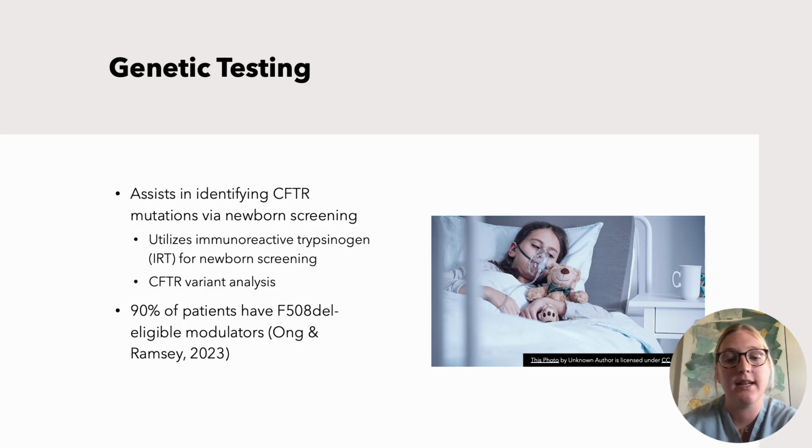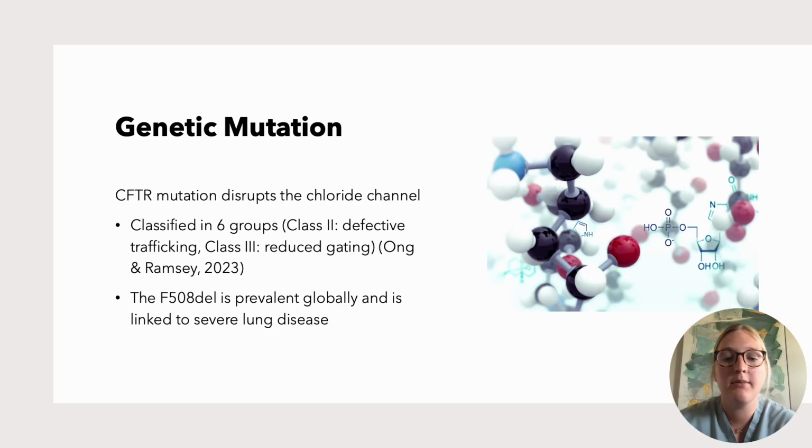So genetic testing is going to be a really big deal for these patients. It's going to assist in identifying the CFTR mutations with newborn screening. So they are going to use the IRT for this. And again, about 90% of patients are going to have that F508del variant. So the mutation is going to be in the chloride channels. It is the CFTR mutation.